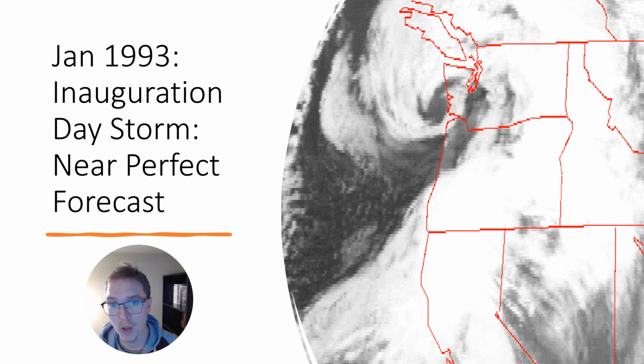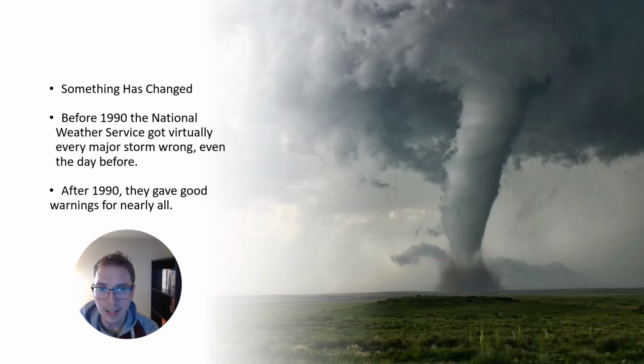January 1993, the Inauguration Day storm: a near perfect forecast. Something's changed, right? Before 1990, the National Weather Service got virtually every major storm wrong, even the day before. After 1990, there was a shift, and they gave good warnings for nearly all forecasted events, and we see that continuing and improving to this day.